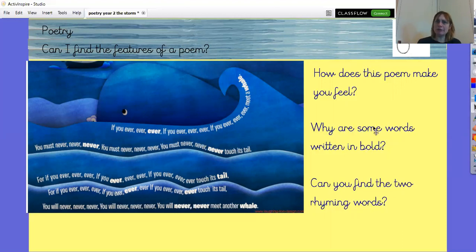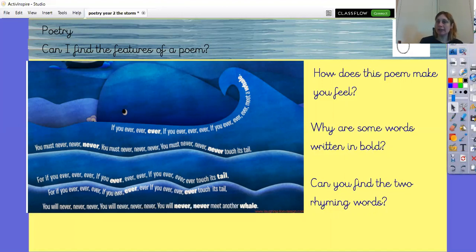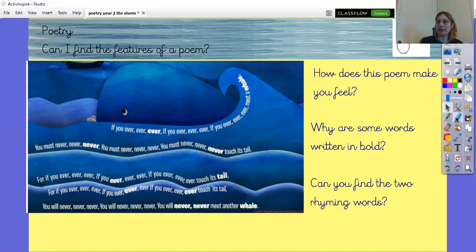My next question was, why are some words written in bold? And I just think that that's kind of just to make some of them stand out a little bit more, so that when you're reading the poem, you have a go at stressing it just a little bit more. And then my next question was, can you find the two rhyming words? So let me go and find my highlighter. It's on green and I'll help you to find them.